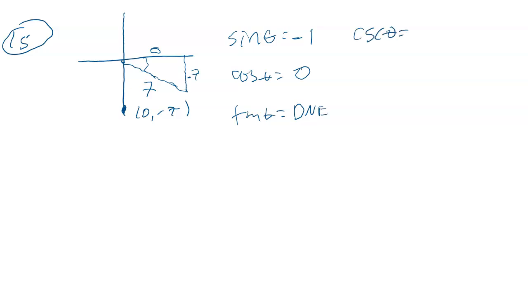Cosecant theta is equal to -1. Secant theta does not exist. Cotangent theta equals, okay, adjacent over opposite. So I believe that's going to be 0. Not fun, but whatever. On to the next, 16.